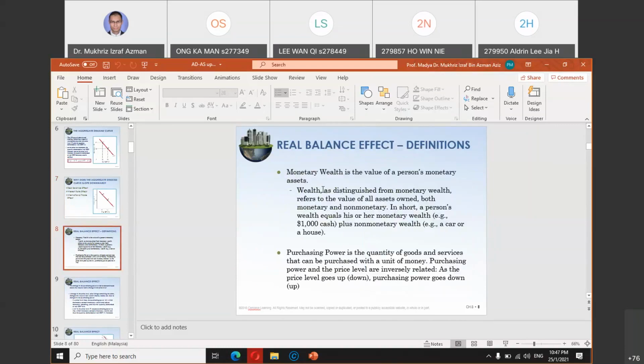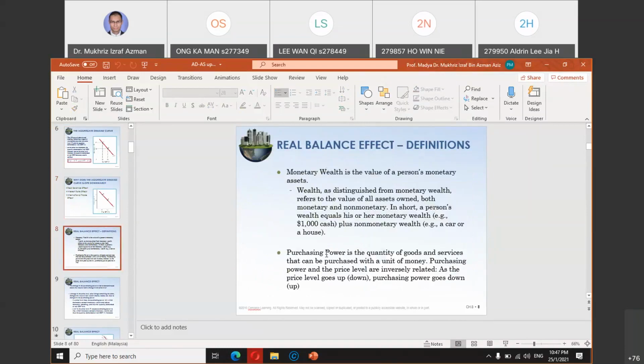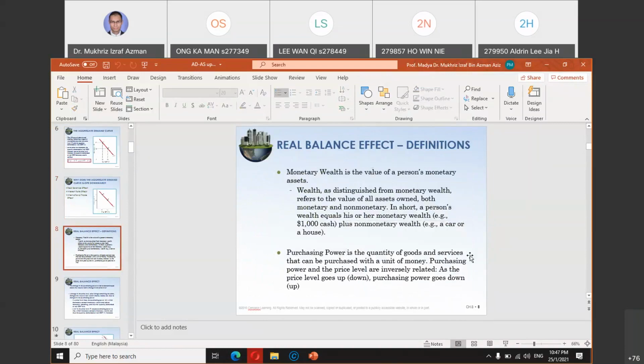What does it mean by the real balance effect? Basically, real balance is about purchasing power. Are you getting richer or getting poorer? When prices get more expensive, you can buy less. When prices decrease, you can buy more. That is the real balance effect.